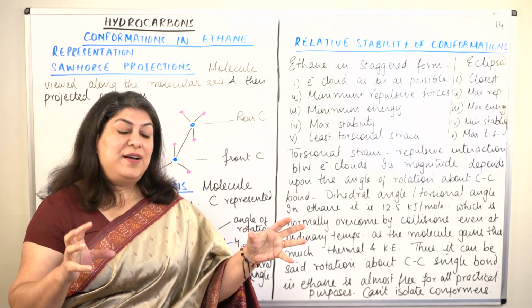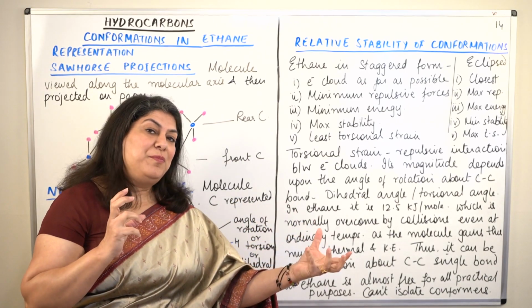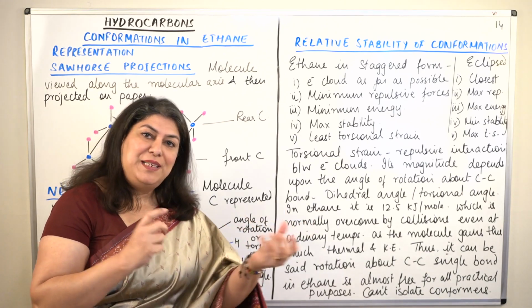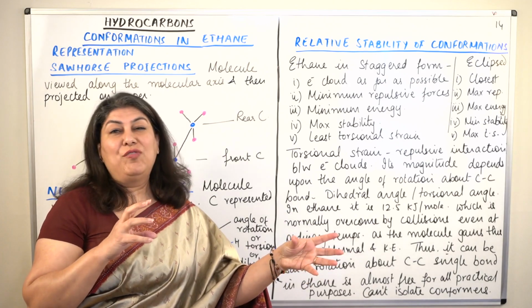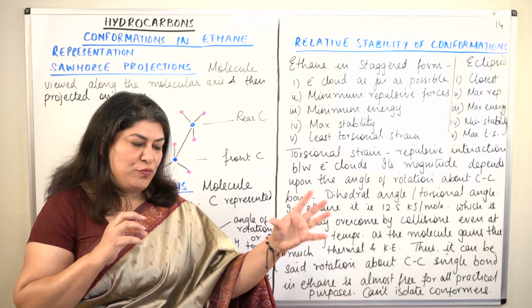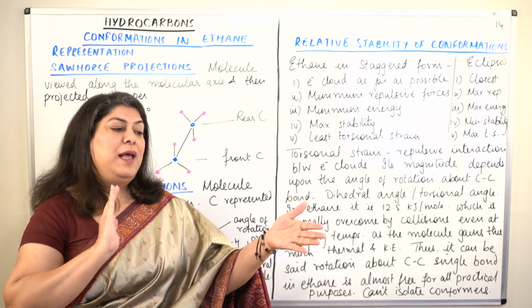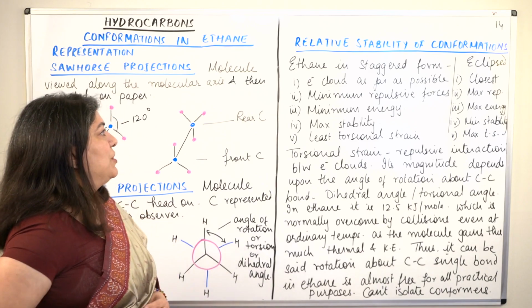So now we come to the relative stability of conformations. I told you that when we talk of relative stability, you can guess from the two extremes. Anything in between will have the stability between these. These two extremes, one of them will be stable and one of them will be the least stable. So one extreme will be most stable, the other extreme will be least stable. All other conformations will come in between these two extremes.